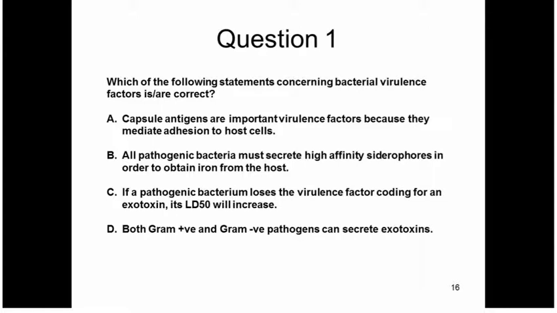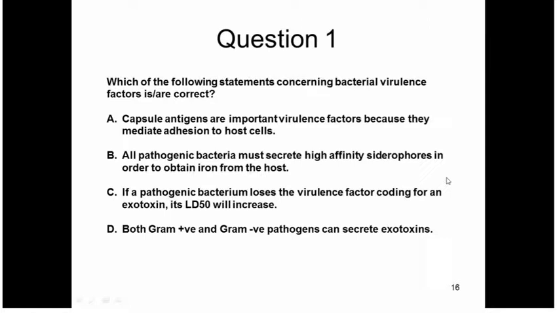Okay, everybody okay with this? Yeah, okay, so 1. Capsule antigens are important virulence factors because they mediate adhesion to host cells. Who says yes? Who says no? Ah, okay, you're all wrong. This is wrong. Capsule antigens are not bacterial adhesins. They help the bacterium to avoid phagocytosis. So it's an escape from the immune system. That's why they're important.